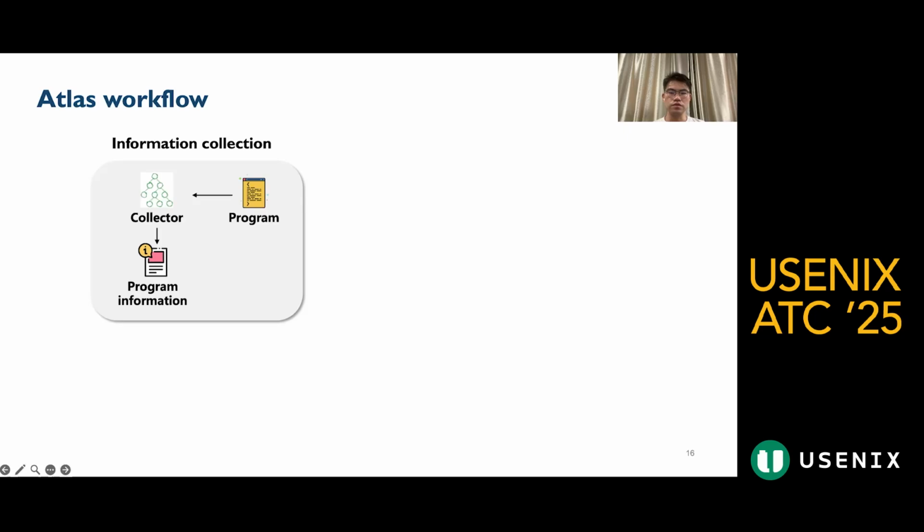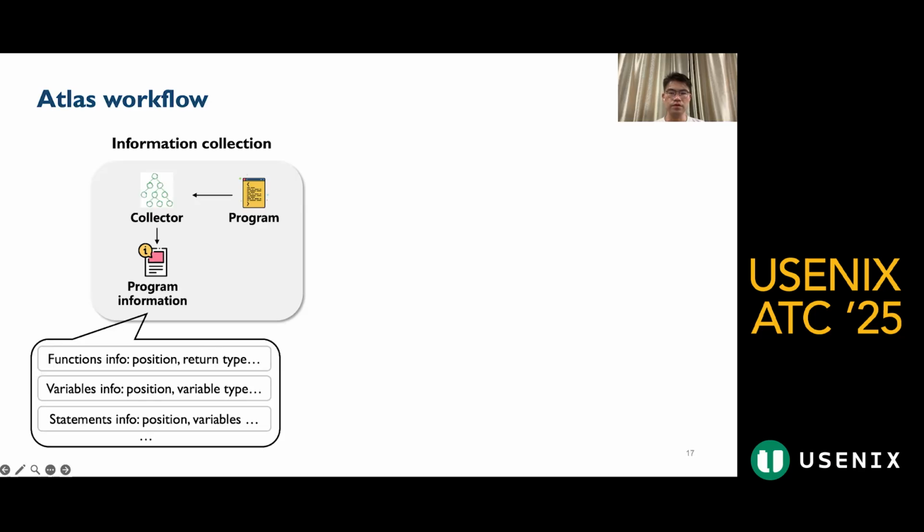Here's how Atlas works. First, it analyzes the source code to gather information about all the functions, variables, and statements. For functions, Atlas gathers their location in the code, return type, and parameter details. For variables, it records where each variable is declared and what type it is. And for statements, it records their position as well as any local variables involved. This comprehensive analysis lays the groundwork for inserting attributes later in the process.